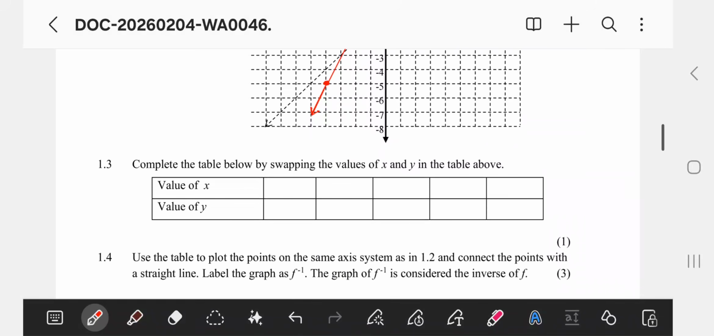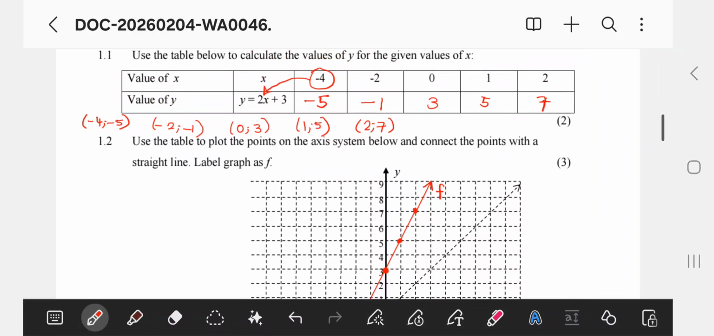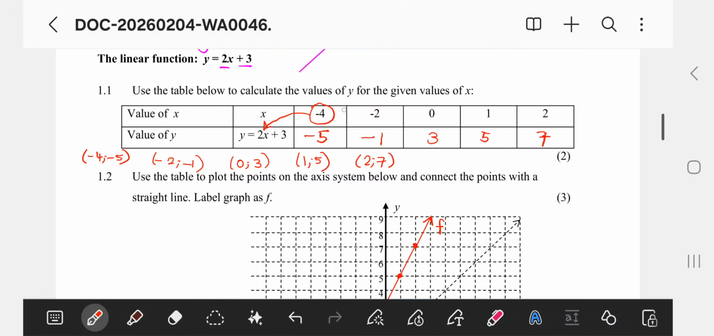1.3 says, complete the table below by swapping the values of x and y in the table above. So here's what they're asking you for. You're going to swap the values for x and y. For every column that you had, you're going to swap those values. Meaning now that all of your x coordinates are going to become y coordinates.